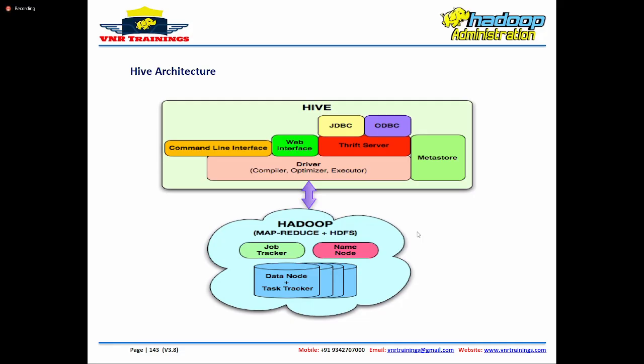Then the driver. The driver will do three things: compiler, optimizer, and executor. The compiler is the one which will compile your query, the optimizer will create the best execution plan for your query, and the executor will execute your query. Understood? So these are the different parts in Hive. Clear?